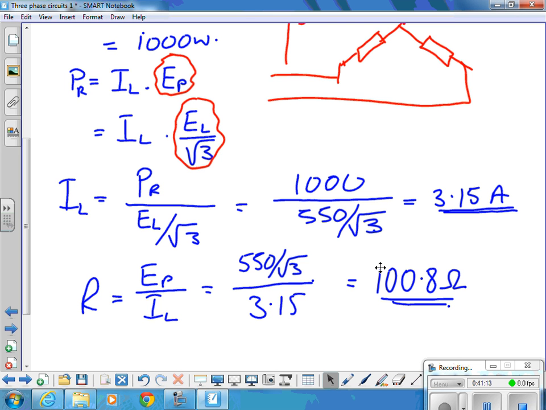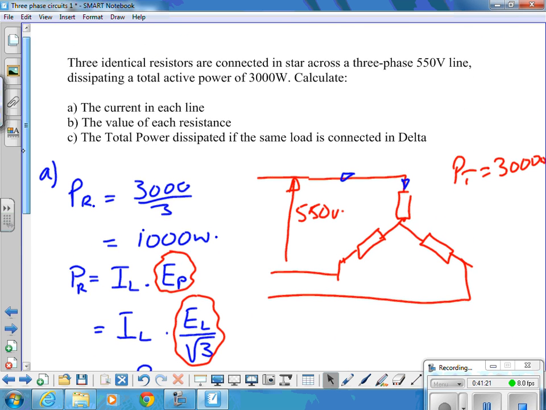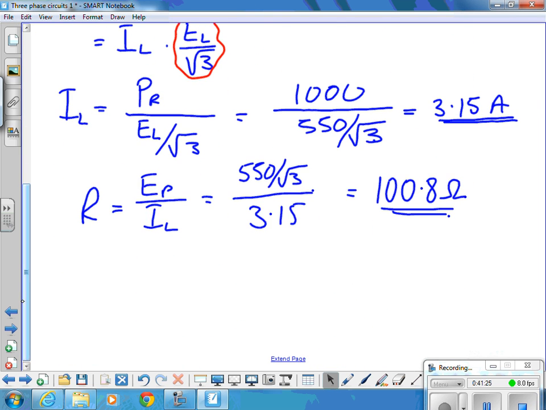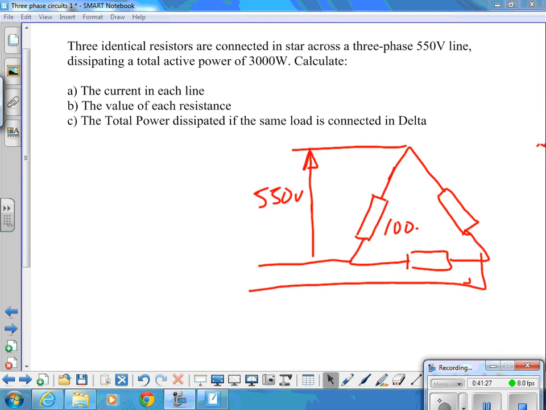So what we now have to do is work out what would happen power-wise. What's the last part of the question? The total power dissipated if the same load is connected in delta. How do we calculate the new power?